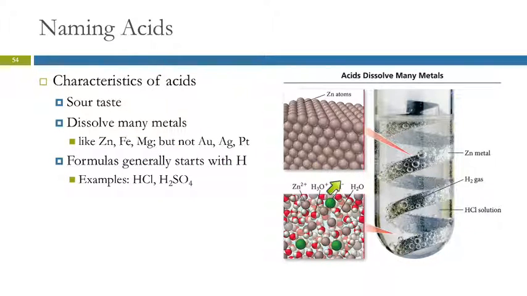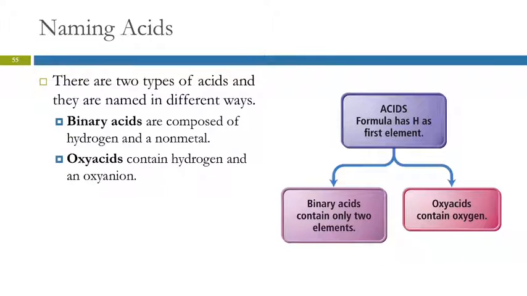So this is the sort of thing that happens when you put zinc metal into an acid. It forms hydrogen gas and zinc ions. The formulas generally start with H. So those are a couple examples.